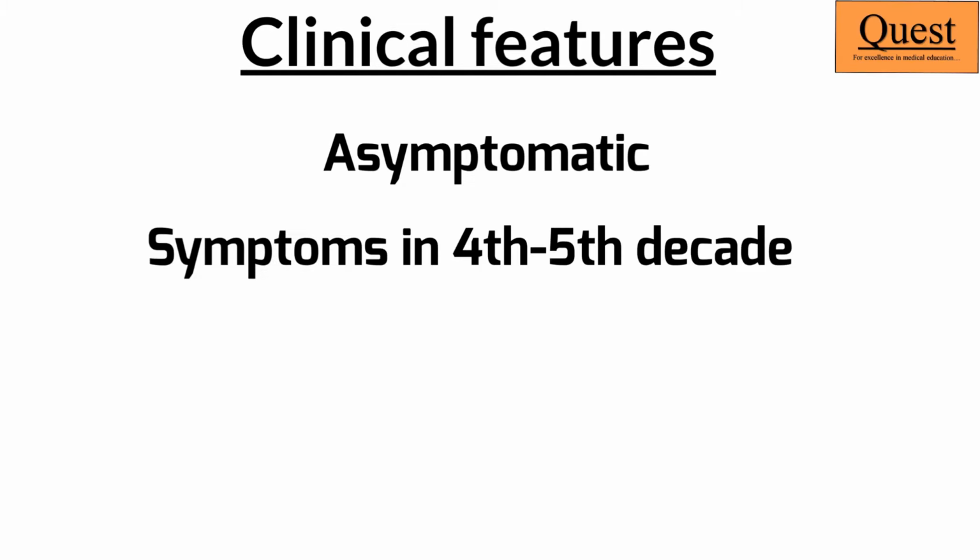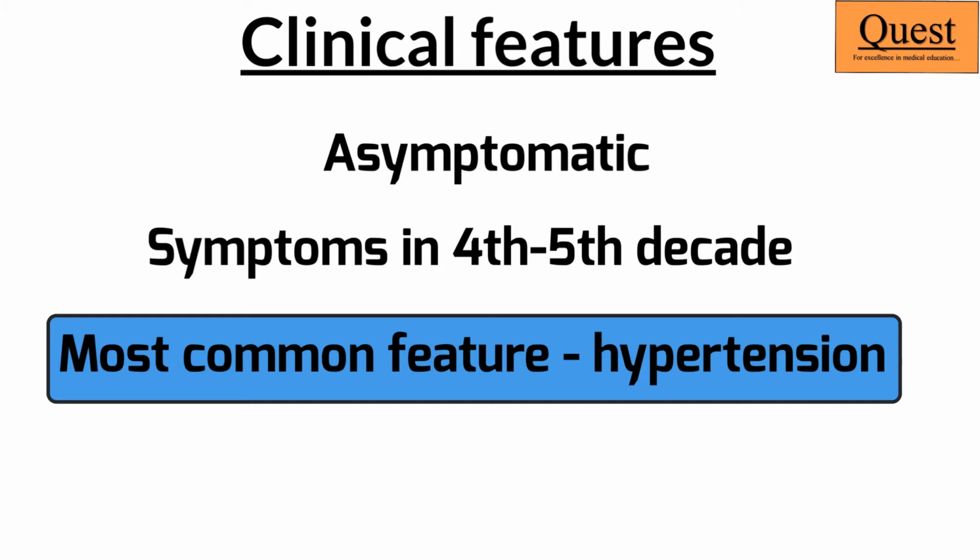Now, if we look at the clinical features of these patients, most patients would be asymptomatic, right up to the fourth or the fifth decade of life. In fact, good number of these patients would present before the diagnosis with another problem, that is hypertension. Hypertension is the most common manifestation of polycystic kidney disease, and a good number of them could have hypertension beginning at the age of 30.